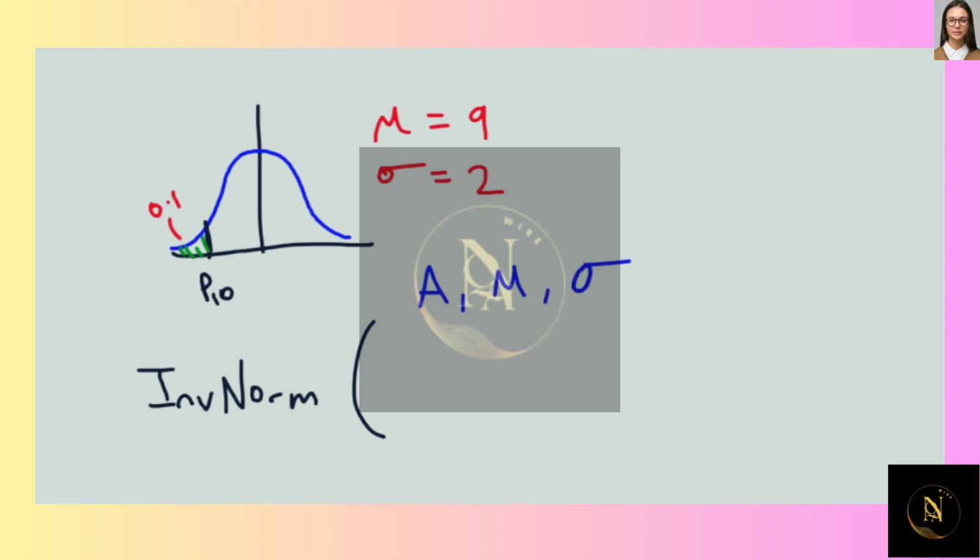You put in the cumulative area, the area to the left, so 0.1, and it's going to give me the corresponding value on this curve. So mean of 9, standard deviation of 2. The output is 6.44 to 2 decimals. Okay, 6.4 to the nearest tenth. And that is in years.